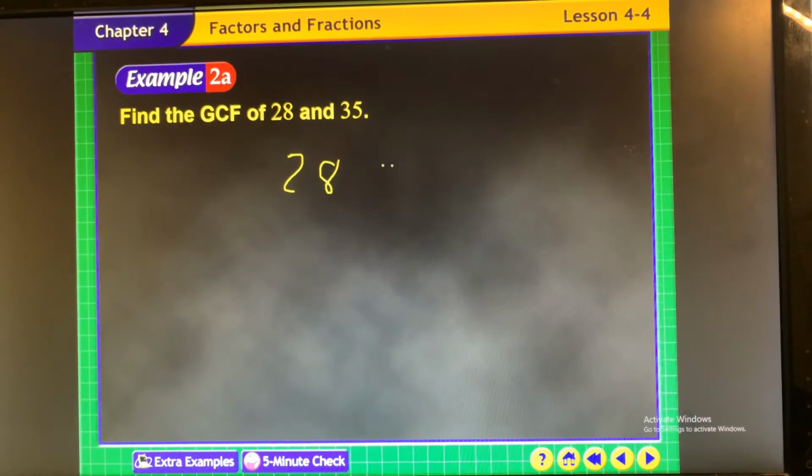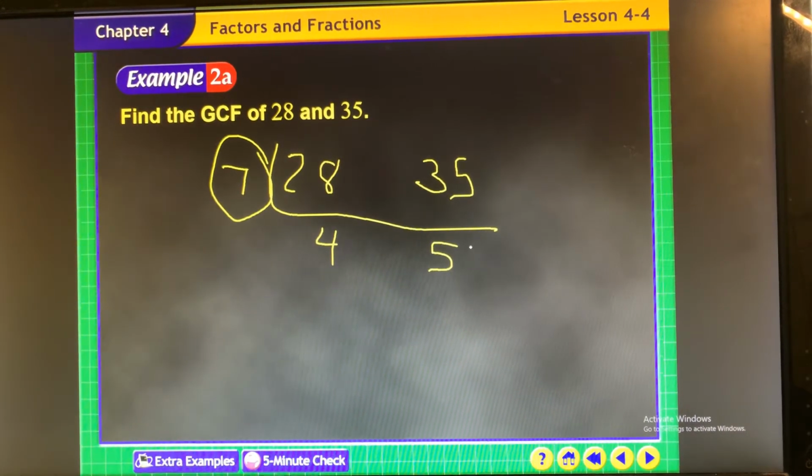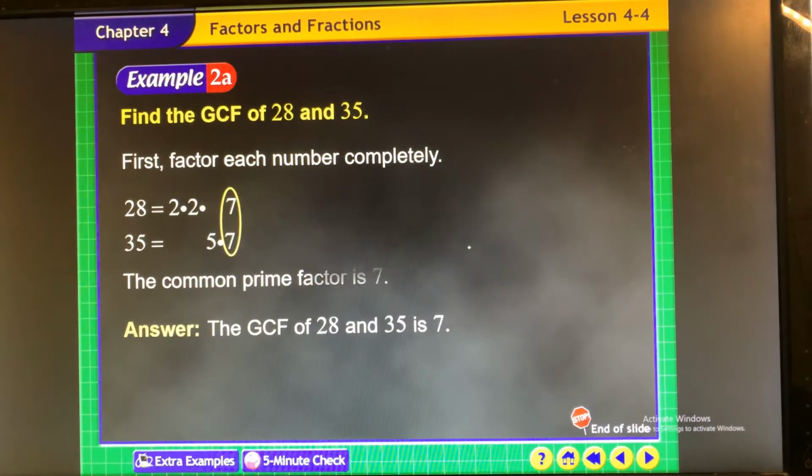28 and 35. I'm pretty sure most of you can just look at that and know the GCF is 7, right? Because then you get 4, 5, done. GCF, done. They make it complicated.